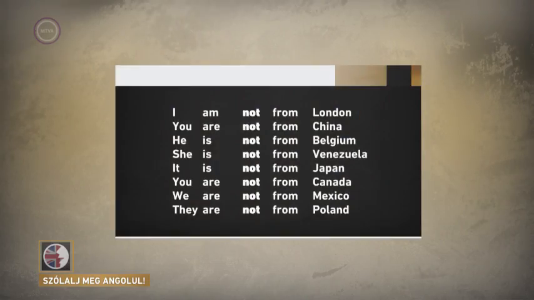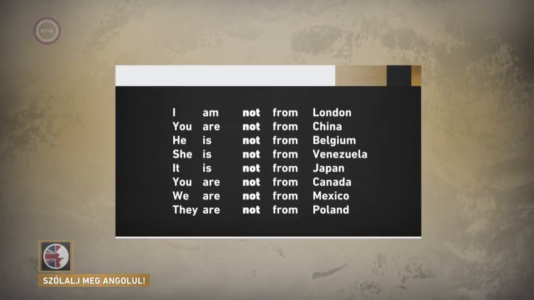Good. Okay, so back to the sentences with where. If we want to make the sentence, I'm from London, negative, what do we do? That's right. We add not after the verb to be. I'm not from London. Great. Easy as pie. Now, let's change the rest of the positive sentences into negative sentences.